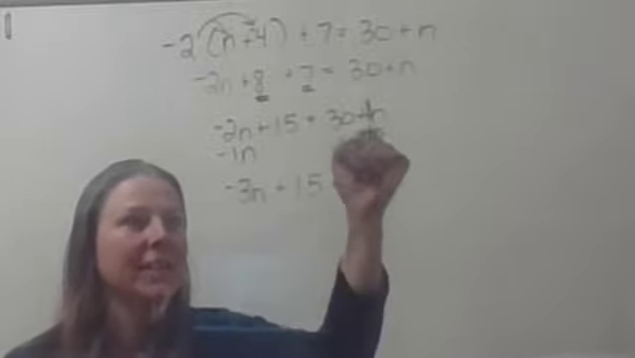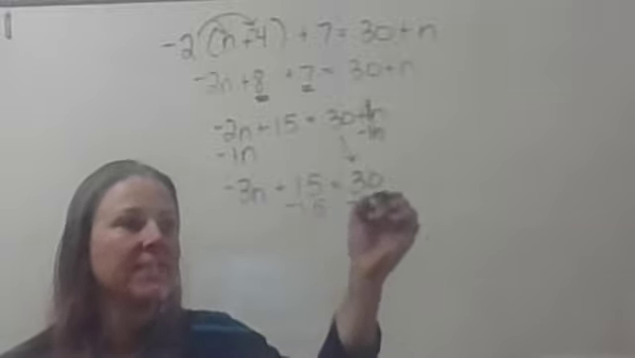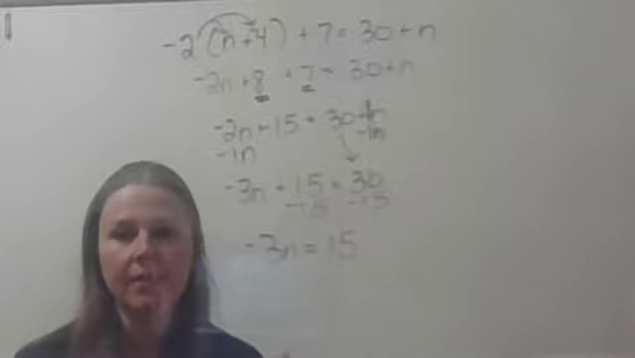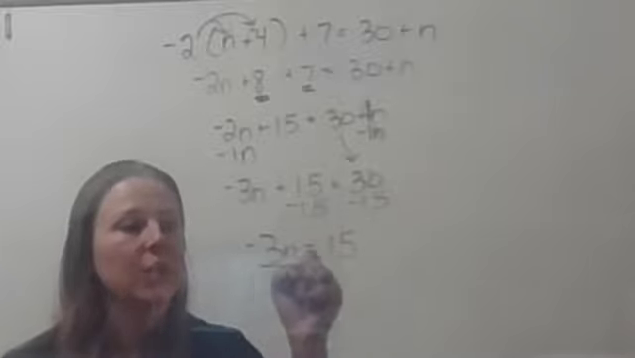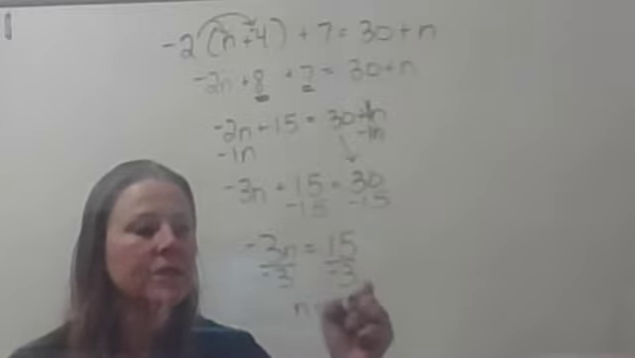Equals 30. That's that 30. And then we're going to subtract 15. So negative 3n is equal to 15. And then to get the n alone, you divide by negative 3. So n is equal to negative 5.